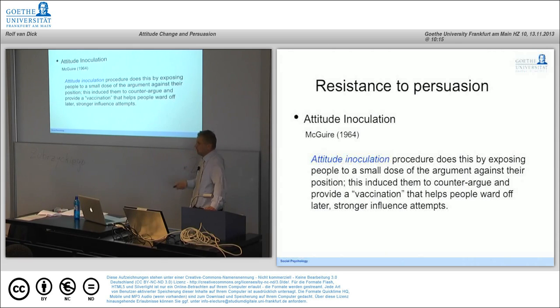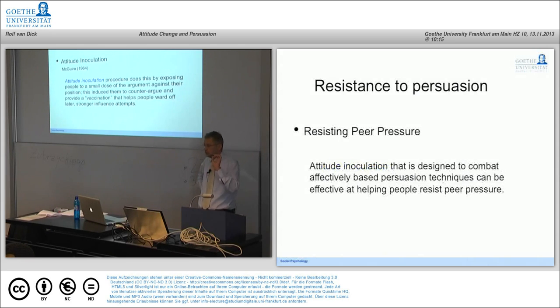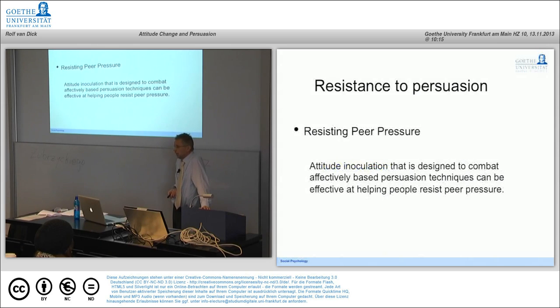This was invented or studied systematically by William McGuire in the 1960s. He used attitude inoculation procedures by exposing people to small doses of the arguments against their position. This induced them to counter-argue and provided some sort of vaccination that helps them ward off later, stronger attitude attempts. It sometimes helps in combating persuasion techniques that are based on affect.